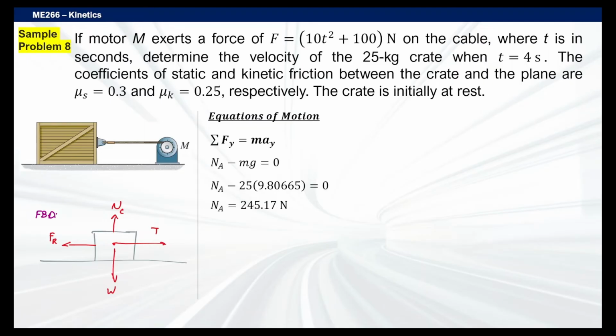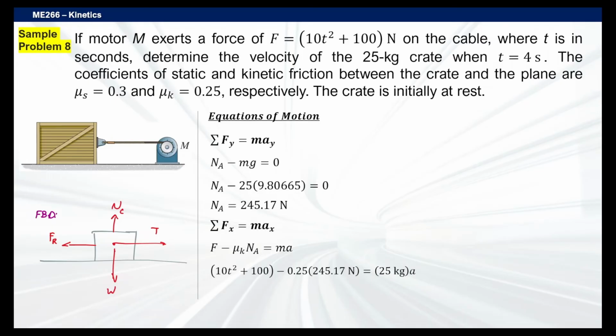Now we do the same thing for the x-axis. The summation of forces along the x-axis equals mass times acceleration. And luckily we have that. But we're able to substitute first on the x-axis only. It's going to be looking like this. It's going to be our force, or tension for that matter, minus the frictional force, and then equals m times a. And substituting all the values, we have this one. Okay, there we go.